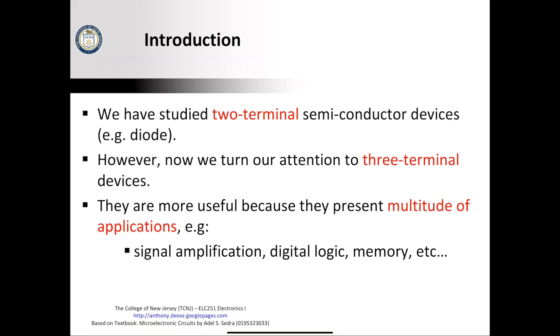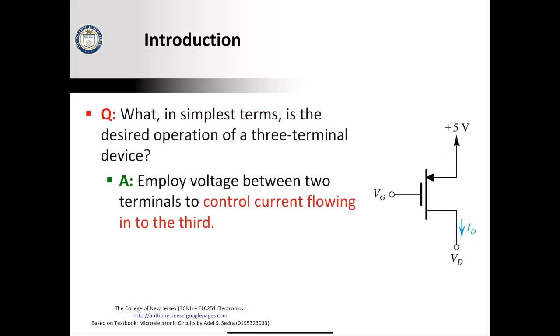So far we have studied two-terminal semiconductor devices, primarily the PN junction, the diode. However, now we're going to turn our attention to three-terminal devices. They are more useful because they present a multitude of applications, more so than the diode. Examples include signal amplification, digital logic, memory, etc.